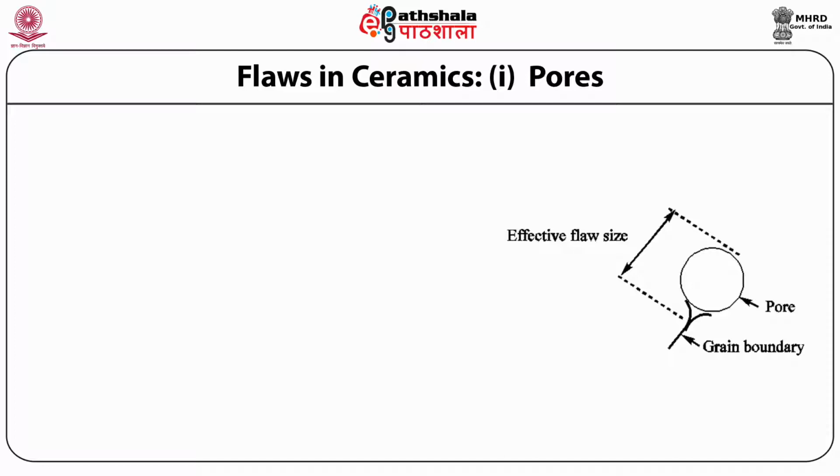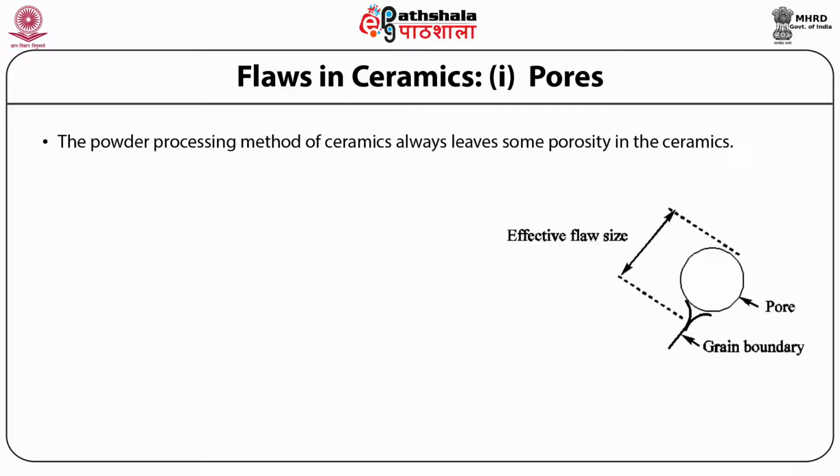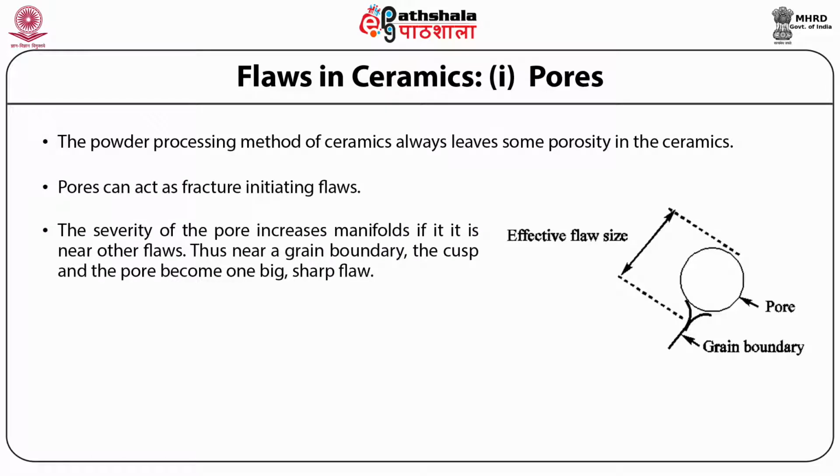Flaws in ceramics. First, pores. The ceramics are manufactured by powder processing. This process invariably leads to the presence of some porosity. The pores in the ceramics are a major source of flaws. In addition, there may be flaws on the surface which can be introduced later during machining or during service.